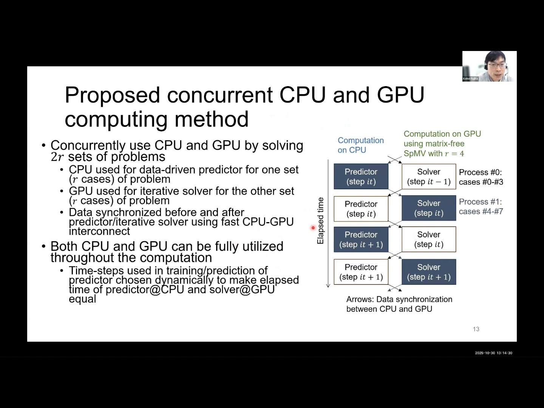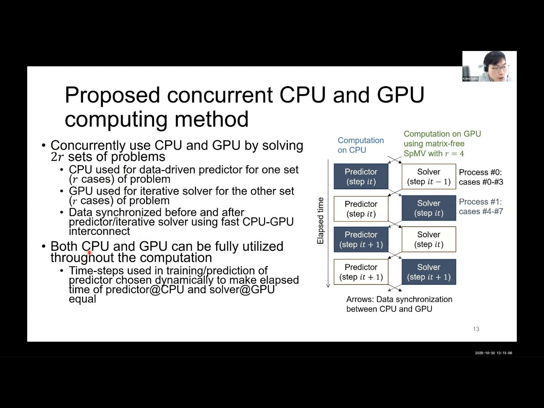So this is the more detailed version of the proposed method. Instead of solving one case at a time on the CPU and GPU, we solve R cases on the CPU and R cases on the GPU each time. So in total, we solve 2R sets of problems simultaneously, concurrently. The CPU is used for the data-driven predictor for one set of R cases of the problem, and the GPU is used for the iterative solver for the other set of R cases. And data is synchronized before and after the predictor and iterative solver.